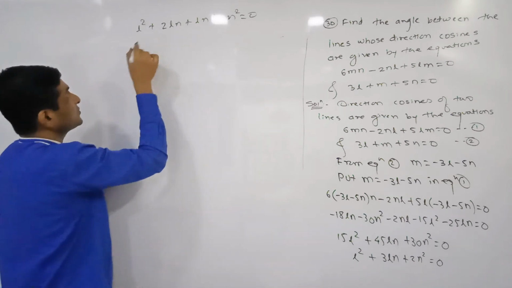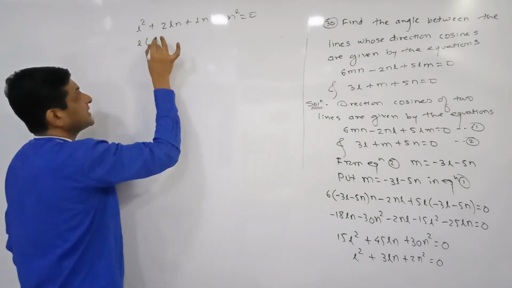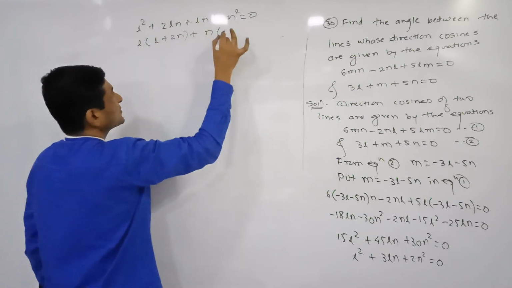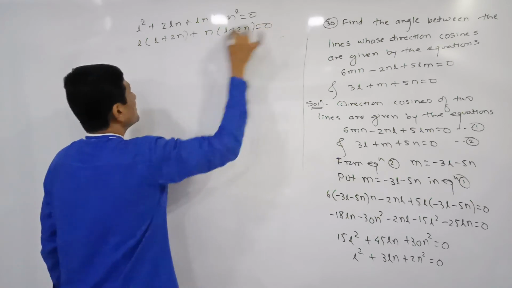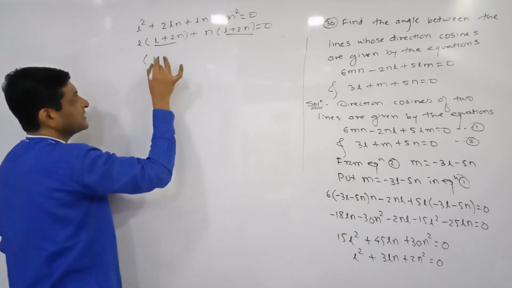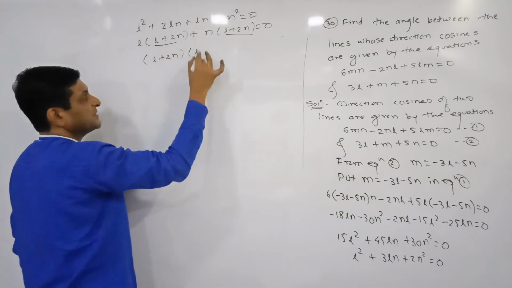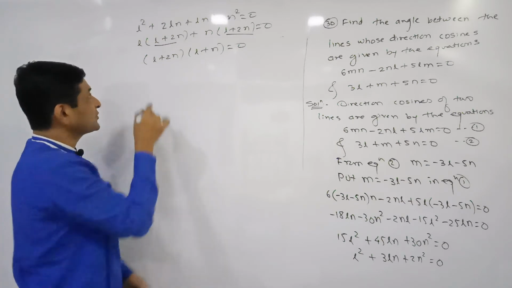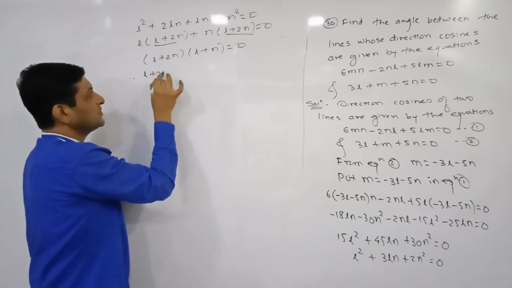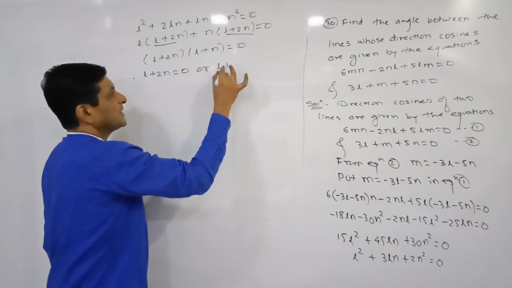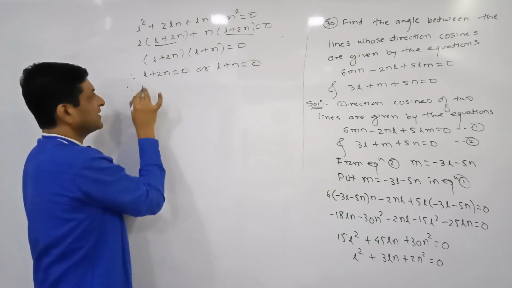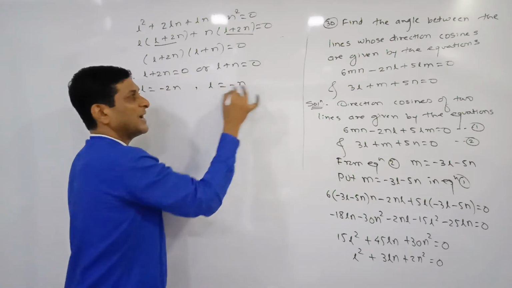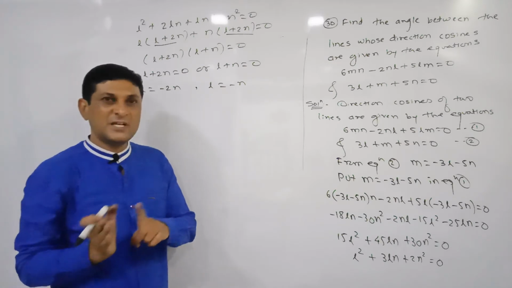Now from the first two terms we are able to take l common. Taking l common, we get l plus 2n. And taking n common from the other two terms, we get l plus 2n is equal to 0. Taking l plus 2n common from these, the remaining term is l and the other remaining term is n. So this method is easy to solve this equation. Therefore l plus 2n is equal to 0 or l plus n is equal to 0. So l is equal to minus 2n, and l is equal to minus n. In this way we have got the value of l in terms of n.